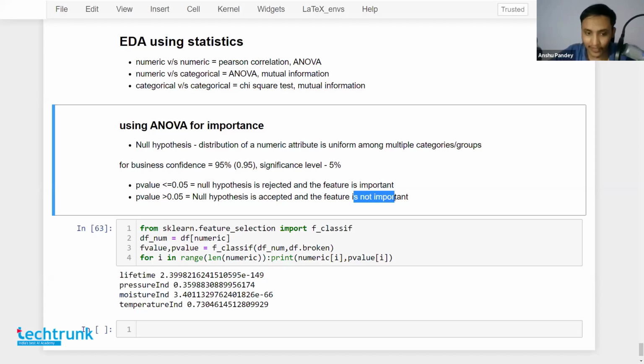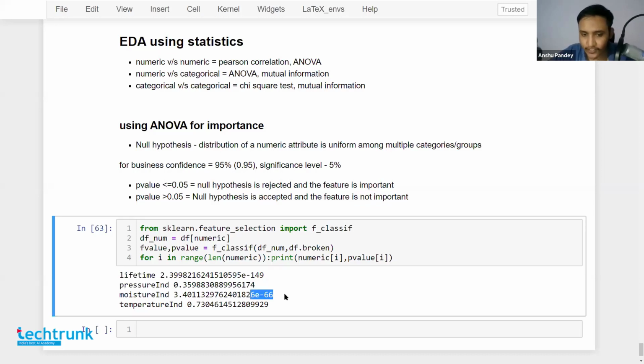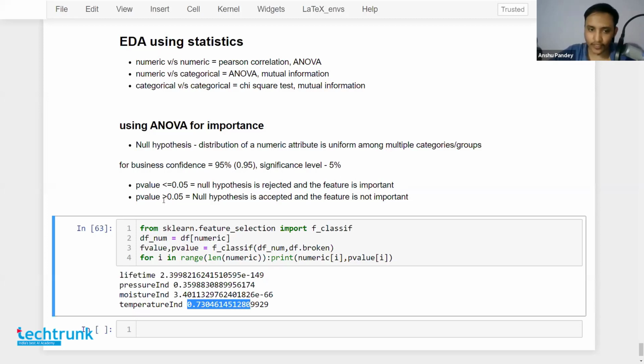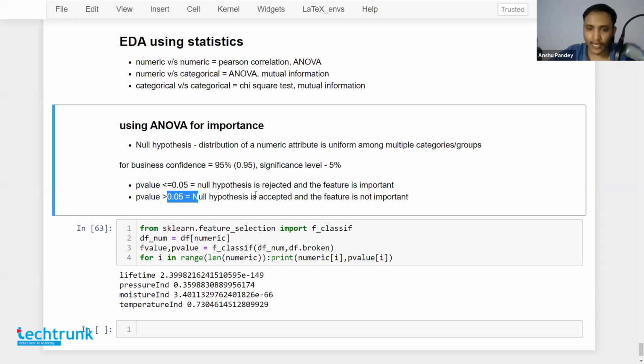We also saw that in bivariate analysis with data visualization. Moisture is 3.4 into E minus 66. E minus 66 means 10 to the power minus 66, so that is lesser than 0.05. So the null hypothesis is rejected and the feature is important. Temperature is 0.73, right? So it is higher than 0.05. Null hypothesis is accepted and the feature is not important.